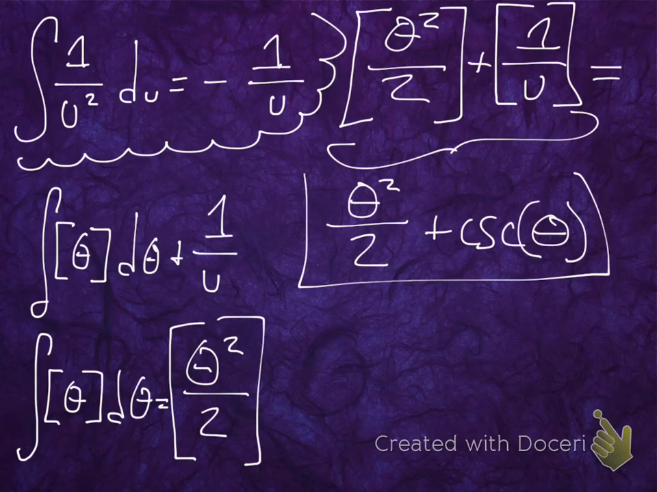And we might think we're done, but there's still one little final step we have to do, of course, when we're taking an indefinite integral, which is to add a constant on the end. So the final answer here is theta squared over 2 plus cosecant theta plus c.